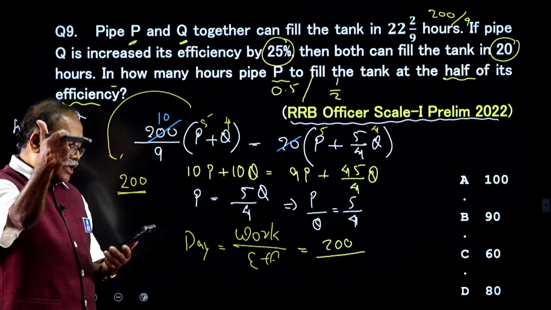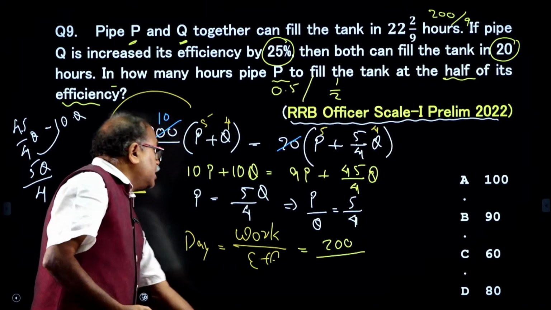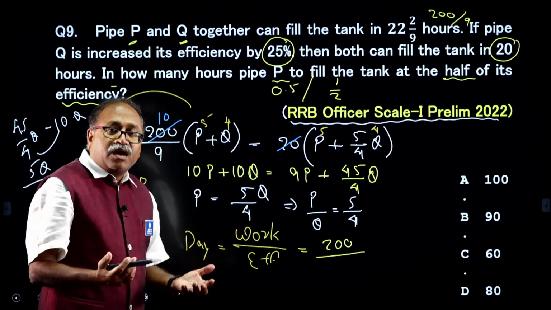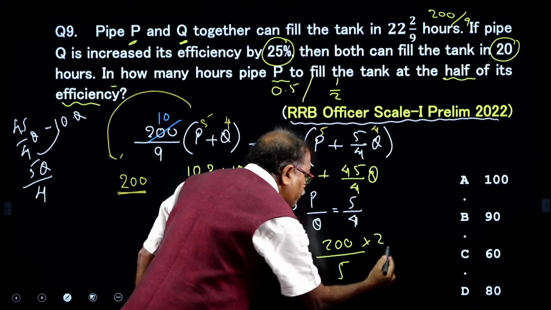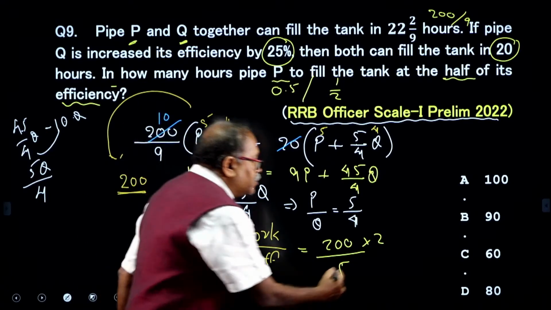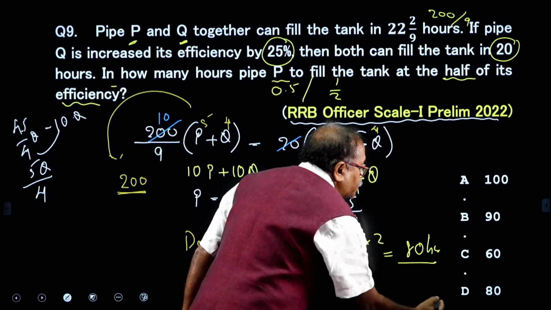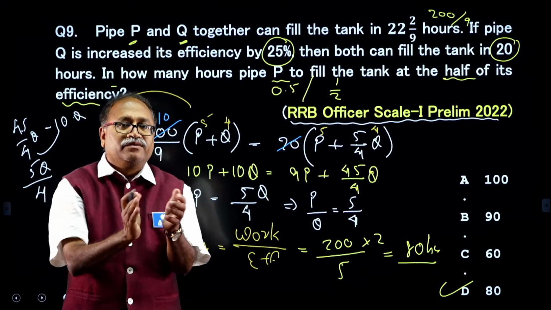Oh, William, 80, 80, okay, that is right. What is the efficiency of P? 5. What is half of that? 5 by 2. So that is 5 by 2, and here 40 into 2 comes to 80 hours. Your option choice is D. Well done, my friends, well done.